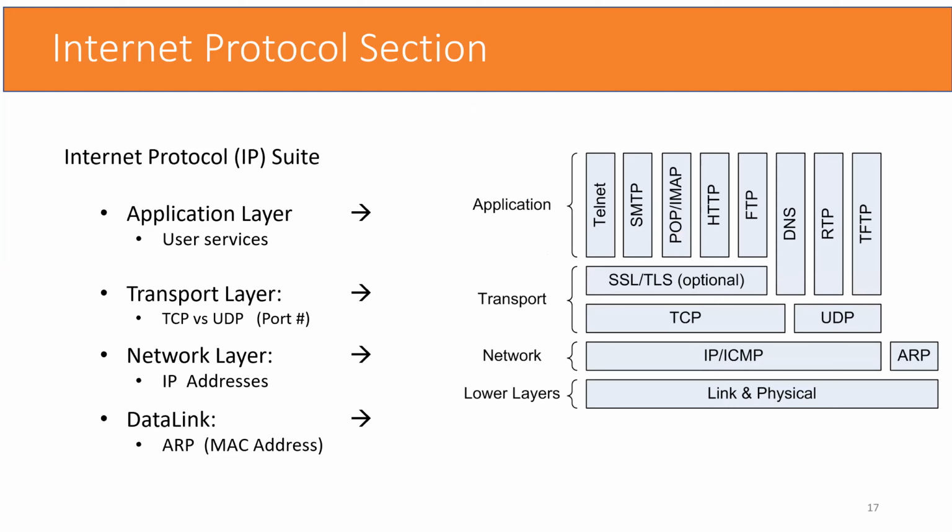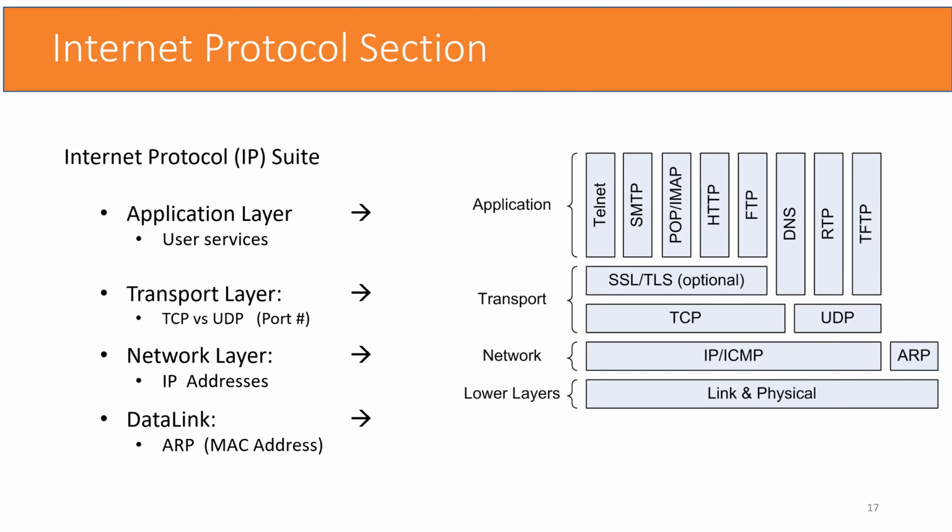Again, I'm calling out four layers. These map to the TCP/IP model. The application layer is where you have user services and protocols that are used for user services. You can see examples over on the right. Through repetition, you're going to become familiar with what these are.